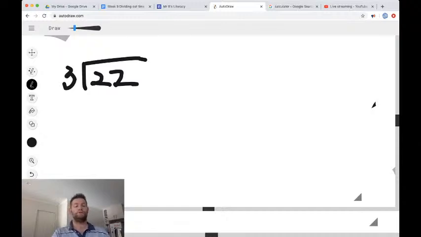Okay, so the first thing is to initially think I'm working with my 3 times tables. Now if you don't know your 3 times tables, well, it's time to practice. But if you don't know them, you would write them up the side of your page to help. 3, 6, 9, 12, 15, 18, 21.